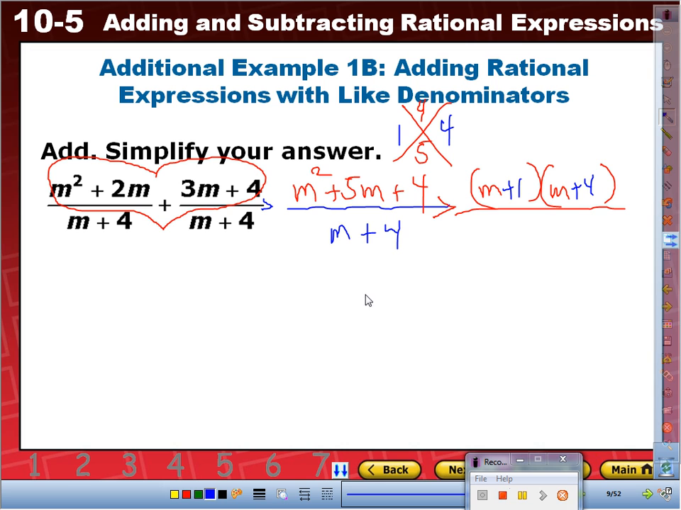Focus, please. We're still not done. What's the GCF on the denominator? No, GCF.